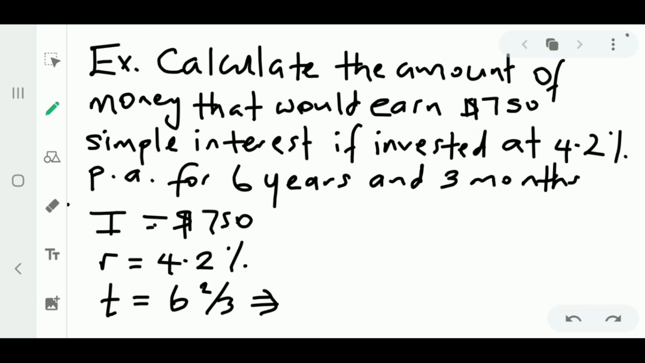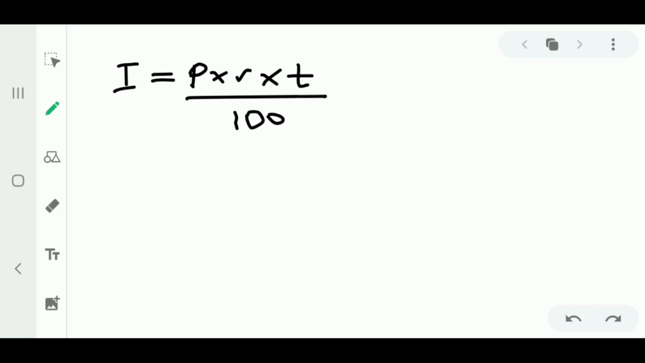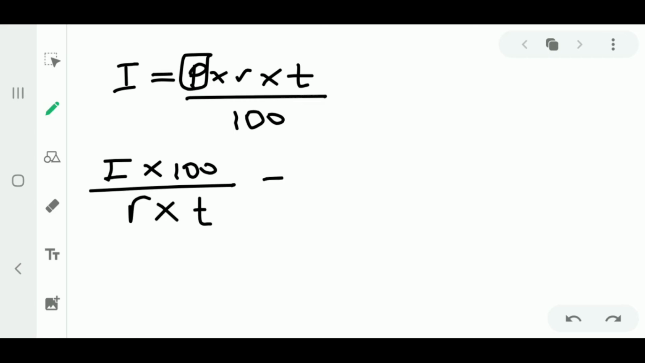We can simplify that by writing it as an improper fraction. 4 times 6 is 24 and 1 is 25, so that's 25 over 4. And P, we don't know, that is what we're trying to find. So given I is equal to P times R times T over 100, you transpose to make P the subject of the formula. First you multiply by 100, so it's I times 100. Then divide both sides by RT, and that would be equal to P.